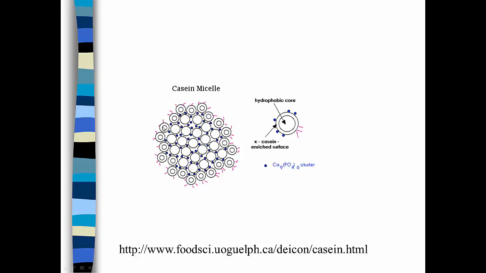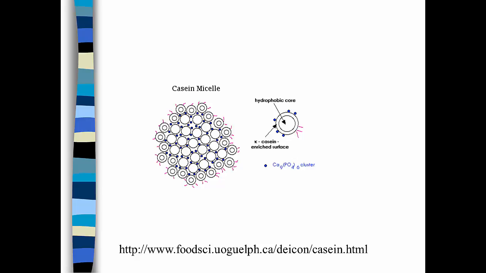So these are fairly large structures. Each one of these is a protein, so they're fairly good sized on their own, and now they're clumped together in this complex. And then on the outside of this micelle, this sphere, are arranged the kappa caseins with their little hairs.